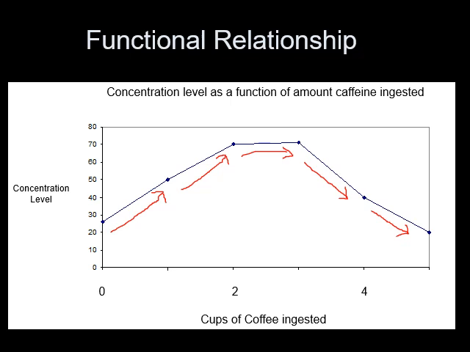So this is a functional relationship, and in this case what we are seeing is an inverted U or inverted V sort of pattern in the data. You can see that this is not a linear relationship, but rather some sort of a quadratic relationship.